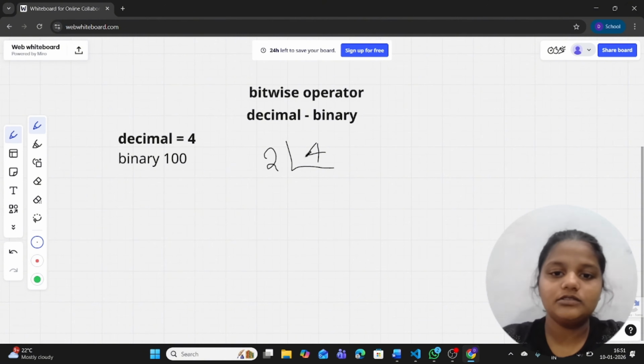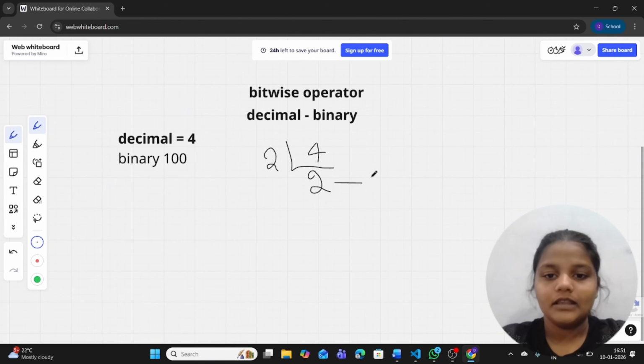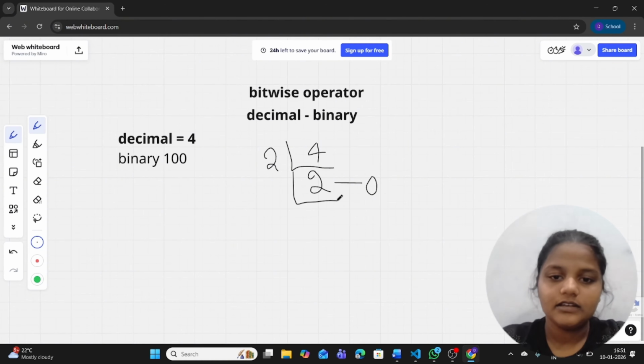Two 2s are 4. Here, do we have any remainder? No, our remainder is 0. Then here we have 2, so again we divide it by 2. Two 1s are 2. Now our remainder is 0.